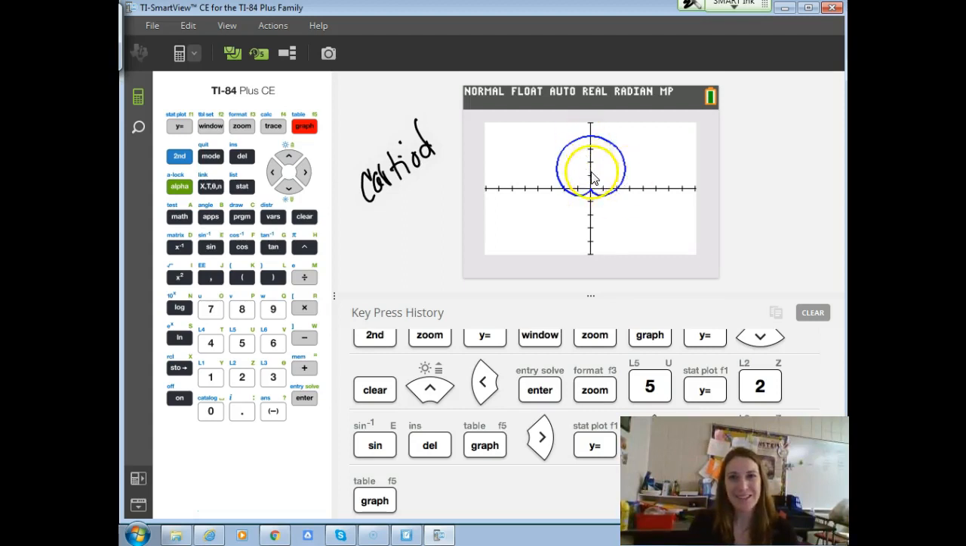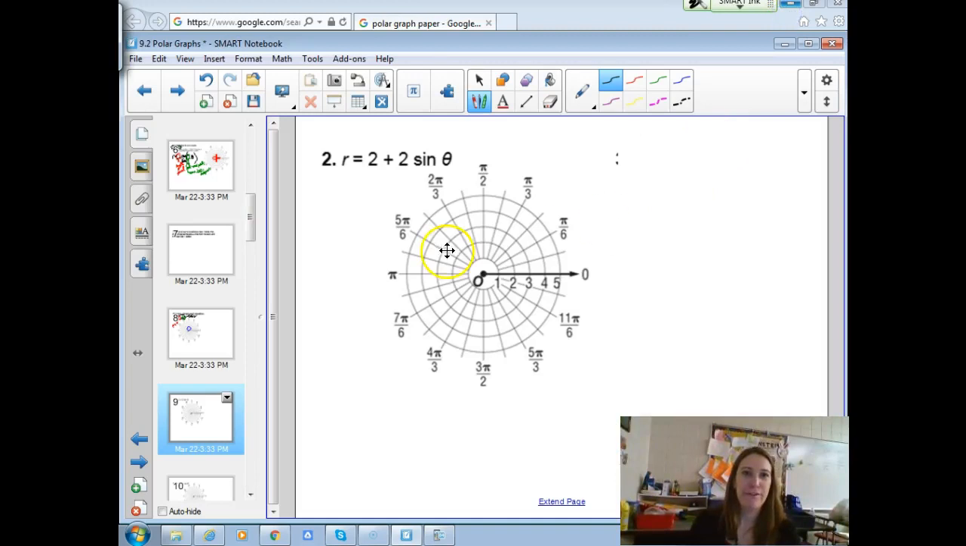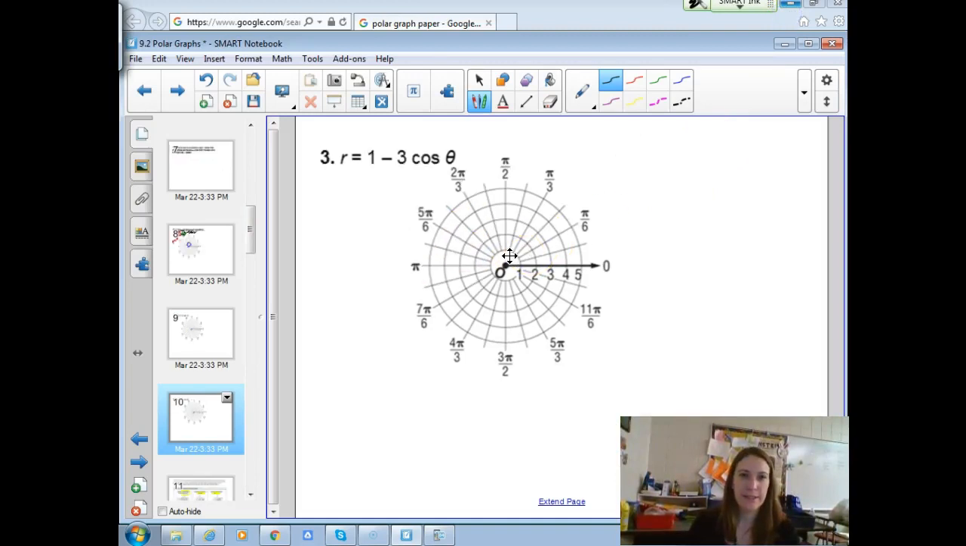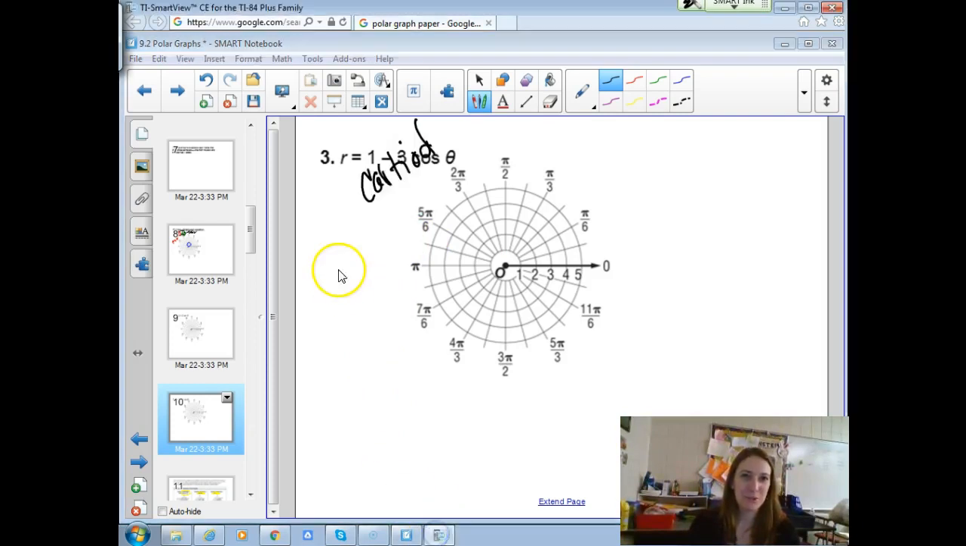And then, let's see, it goes 1, 2, 3, 4, up to r equals 4 for that top part. So I'm going to let you have fun graphing that one, since apparently I am not so good at it. So 1 minus 3 cosine theta. Maybe you have a prediction for what this looks like. I don't know. Let's find out, if my calculator comes back, that is.